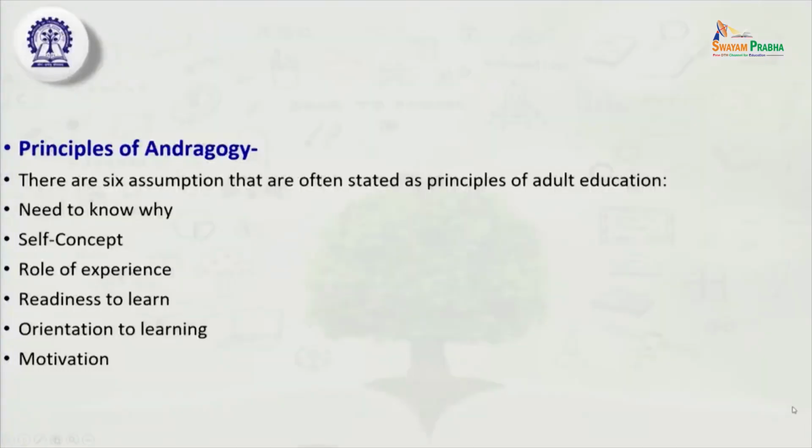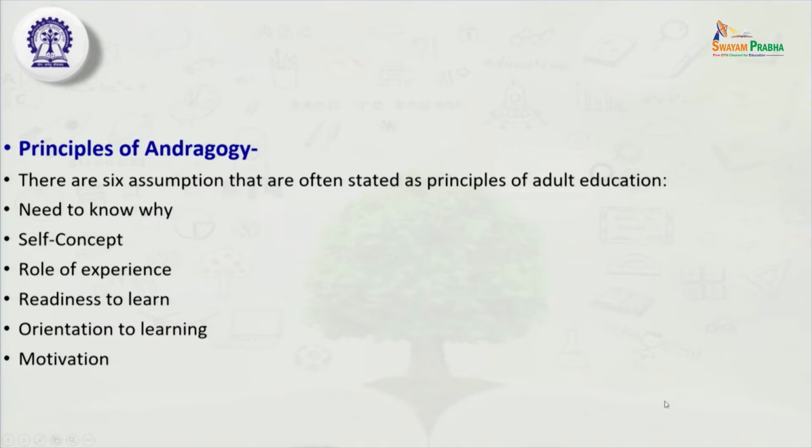So, principles of andragogy. Let us define what andragogy is. Pedagogy is the science and art of teaching, but andragogy primarily deals with adult education. So, andragogy is the science and art of teaching for adult learners. Here we can see there are 6 assumptions that are often stated as the principles of adult education. So, what are these principles of andragogy?